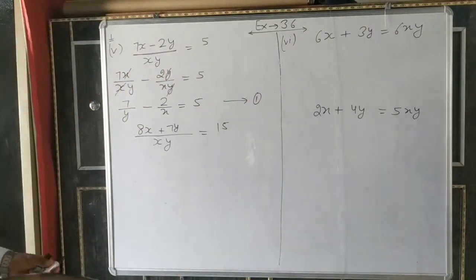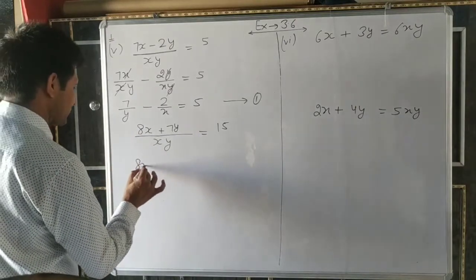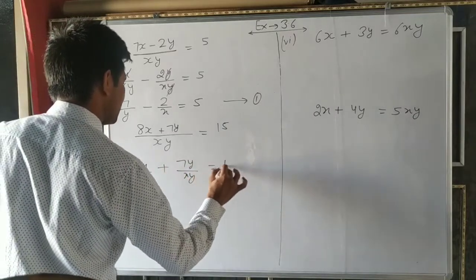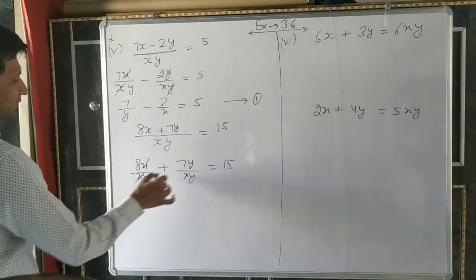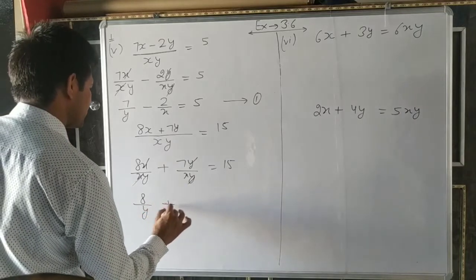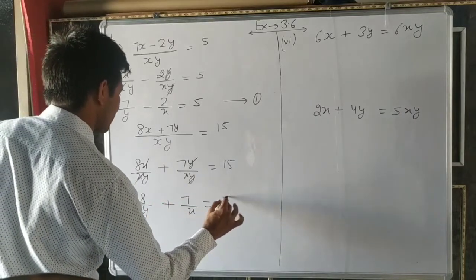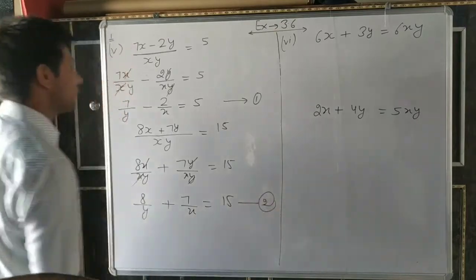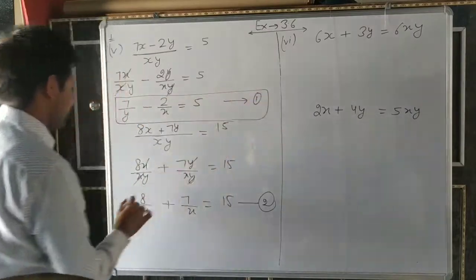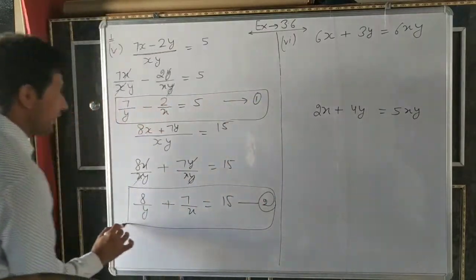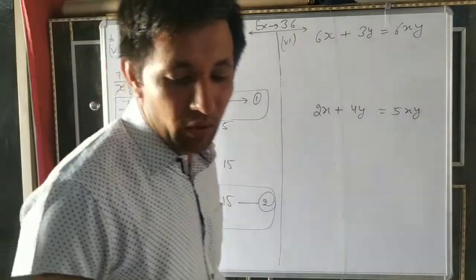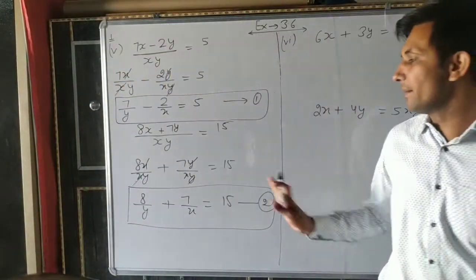Same as it is, we will convert the second one. It is 8x divided by xy plus 7y divided by xy equal to 15. X cancels x, y cancels y. So 8 divided by y plus 7 divided by x equal to 15. Equation number 2. Now equation 1 and equation 2 we have already converted, and these questions are like part number 1, 2, 3 and 4. Same as it is you will do.